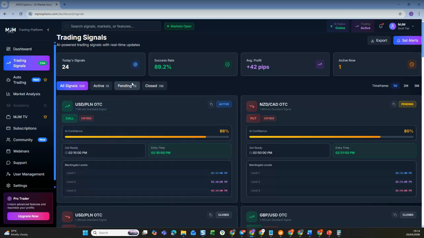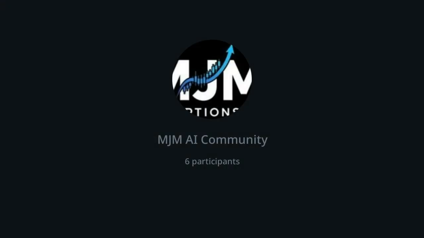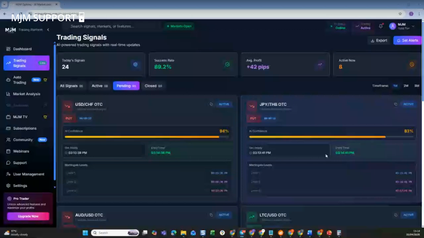When you are trading signals, what you simply need to do is go to pending. When you get to pending, you have three time frames, which is 1 minute, 2 minutes, and 5 minutes. So how do you trade them? How do you get signals from them? It is very, very simple.